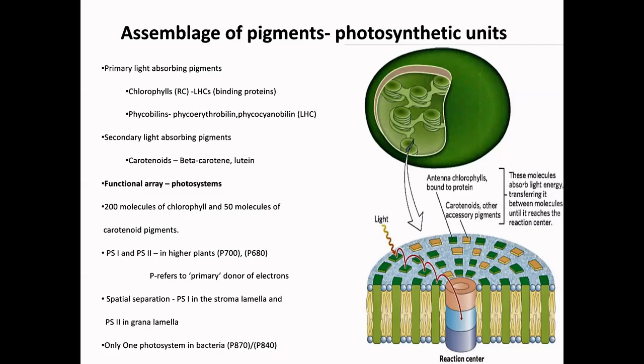Phycoerythrobilin and phycocyanobilin are the antenna pigments in cyanobacteria and red algae. Beta-carotene and lutein are accessory pigments in plants. The light-absorbing pigments of thylakoid or bacterial membranes are arranged in functional arrays called photosystems.